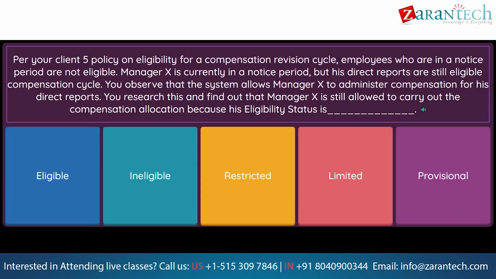Question: per your Client 5 policy on eligibility for a compensation revision cycle, employees who are in a notice period are not eligible. Manager X is currently in a notice period, but his direct reports are still eligible for the compensation cycle. You observe that the system allows Manager X to administer compensation for his direct reports. You research this and find out that Manager X is still allowed to carry out the compensation allocation because his eligibility status is ______.